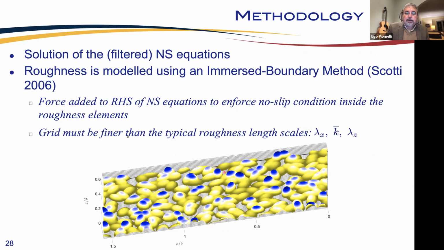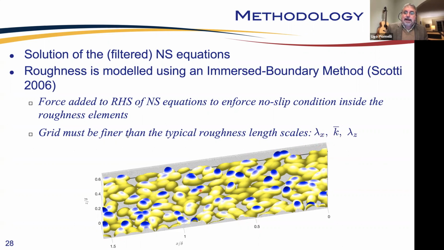And you can see the underlying grid. I'm showing here, I think, every 10th grid point in the wall normal direction and every other point in the streamwise and spanwise direction. The grid has to be finer than the typical roughness length scales. And the typical roughness length scales are the Taylor microscales, as you can calculate Taylor microscales for the roughness itself and the average roughness height.